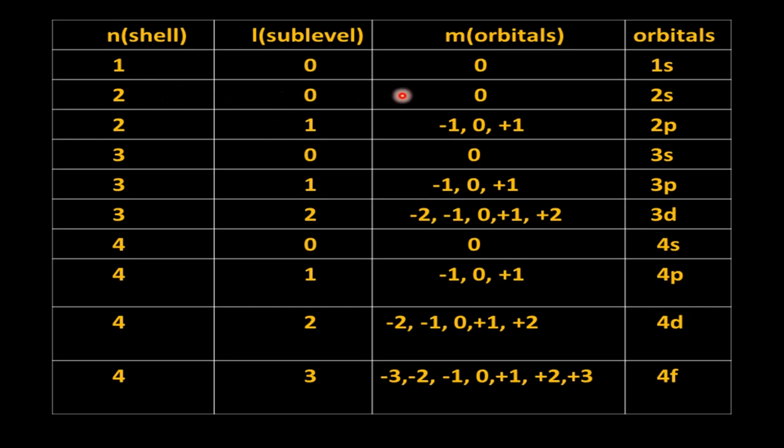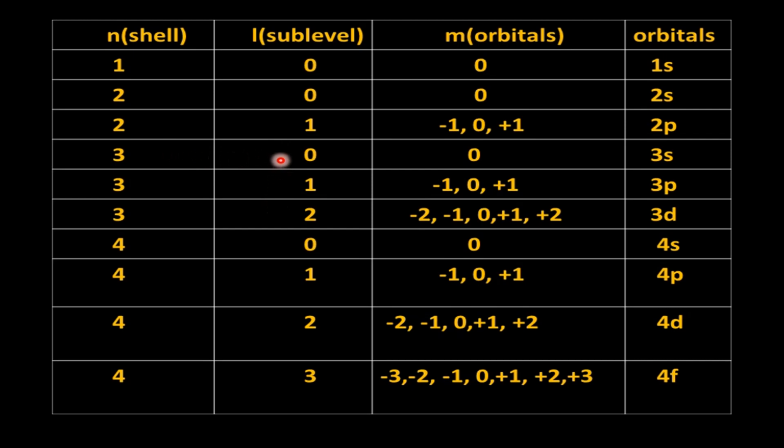For the s sublevel, there is only one orbital. That is why we have 0 here. For p, there are three orbitals, px, py, and pz, ranging from -1, 0 to +1. The name of the orbital for the s sublevel of the second energy level is 2s, while for the p sublevel it is 2p.